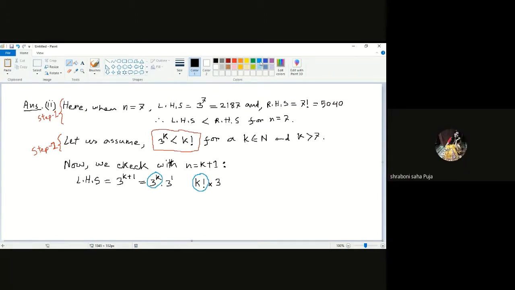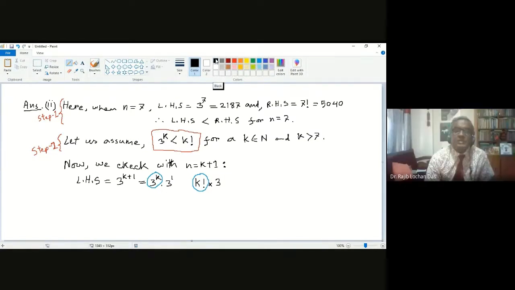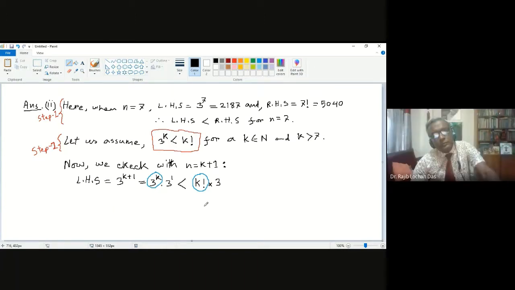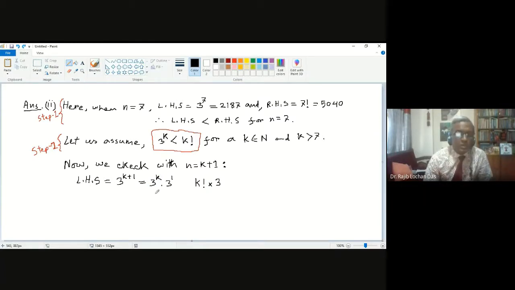Less than. Yes, sir, it is. It will be less than, because 3 to the power k was less than k factorial. So this part is less than this. Is that okay? Do you understand? Everyone is okay with this. Now I am not writing the equal sign. I am writing less than.